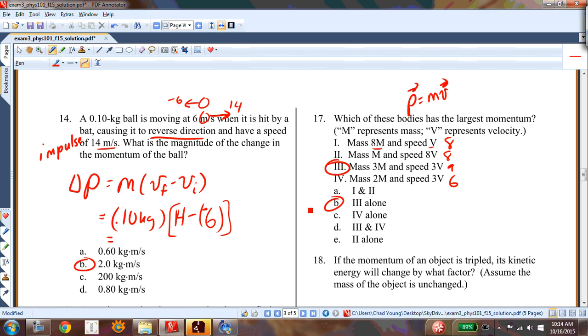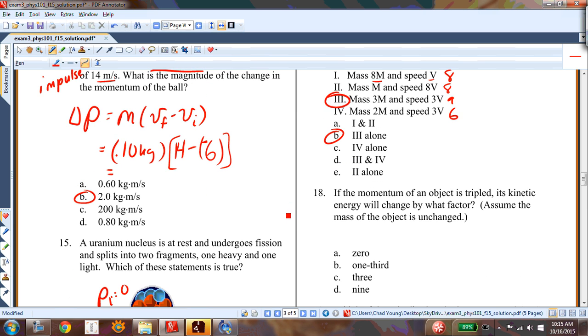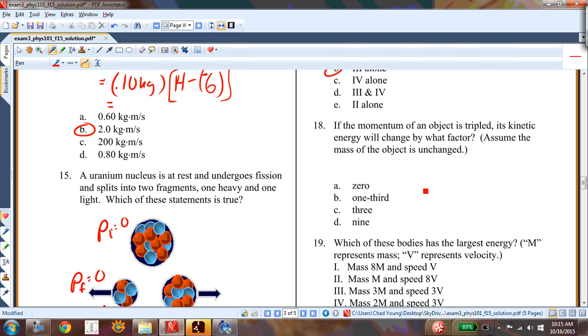B is 17. If the momentum of an object is tripled, if I triple the momentum, that means if it's an object that's not changing, that I've tripled the speed of the object. How does the kinetic energy change? Well, kinetic energy is 1/2 mv squared. If I triple this, that means I get 9 times the original kinetic energy.